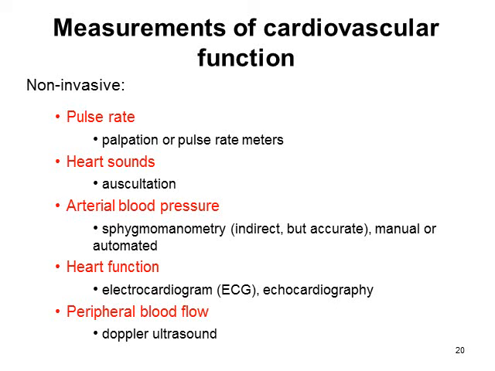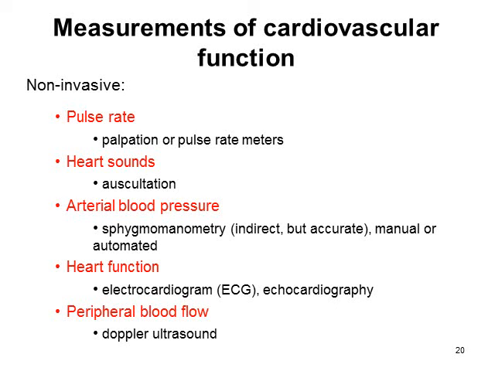This is an indirect but accurate measurement of blood pressure, and it can be done either manually or via an automated machine. We can also look at the heart function using an electrocardiogram, which actually shows us how the electrical wave propagates through the heart, or by doing an echocardiogram. In the echocardiogram, that allows us to visualise what is actually happening to the flow of the heart and to see how well the valves and the actual heart itself is functioning.